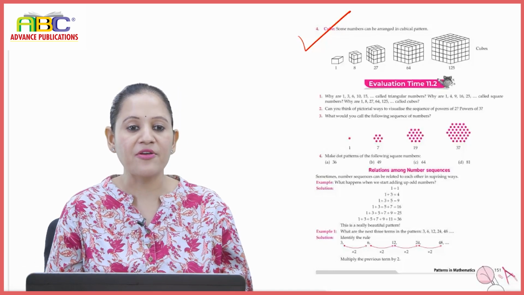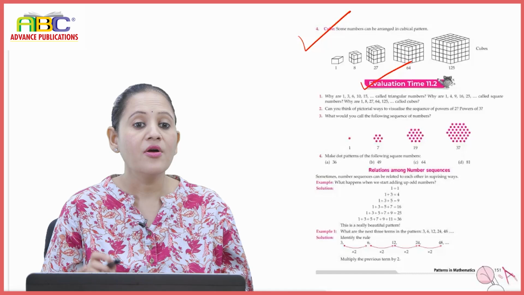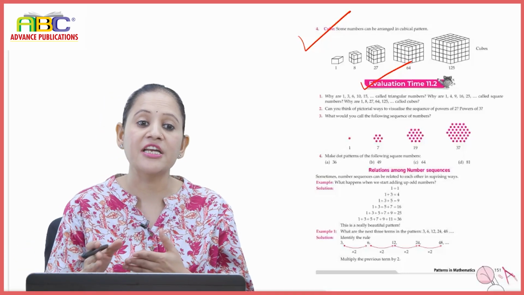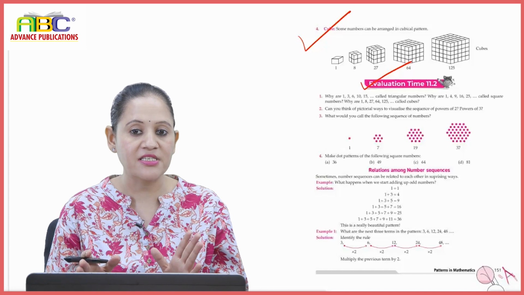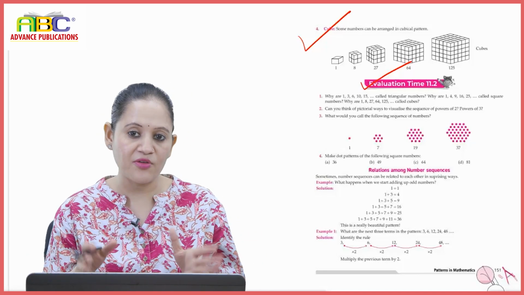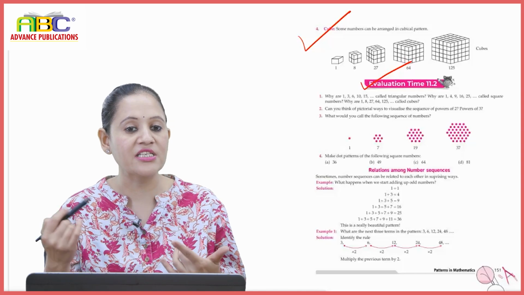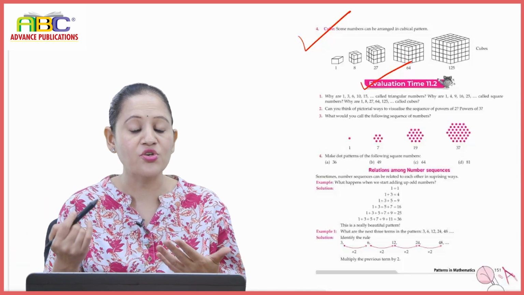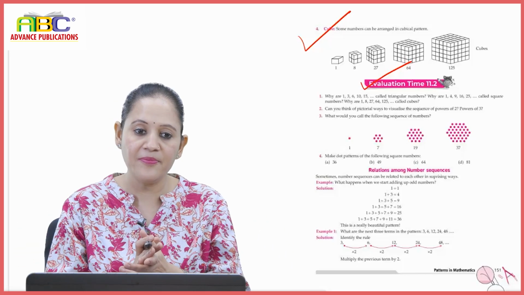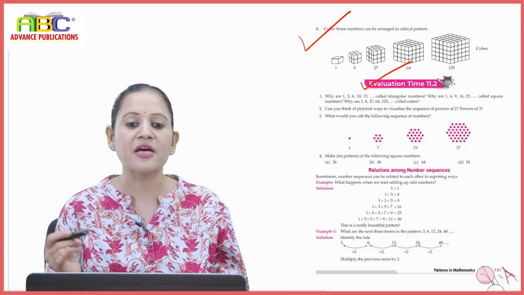Next is evaluation time 11.2. Why are 1, 3, 6, 10, 15 called triangular numbers? Because we can arrange these numbers in a triangular pattern. 1, 4, 9, 16 को हम square numbers कहते हैं because हम इसको square की form में arrange कर सकते हैं. 1, 8, 27, 64, 125 are called cubes because we can arrange these numbers in a cubical pattern. Clear? Next is relationship among number sequence.